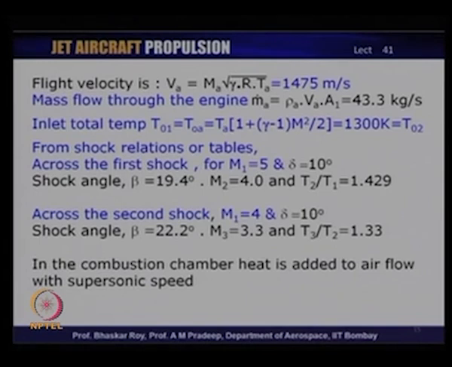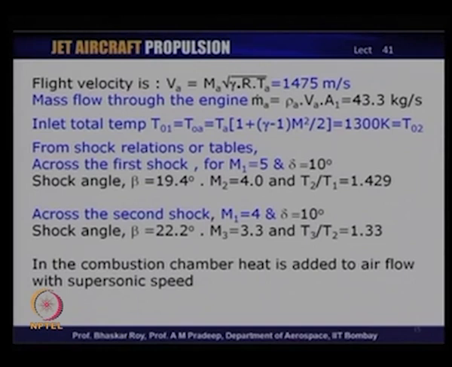Now, with those values, the flow now goes into the second shock, which again has a deflection of 10 degree. Now, the entry Mach number to that is now 4. As a result of that, with the help of shock relations or tables, you can find the shock angle, and that would be 22.2 degrees. The Mach number behind the second shock would be now 3.3, and the temperature ratio across this shock would be 1.33.